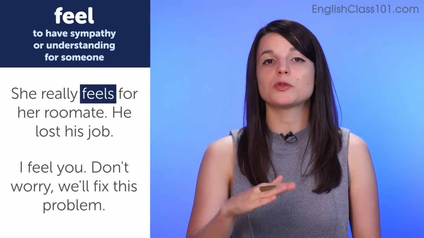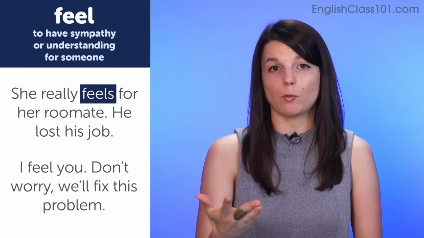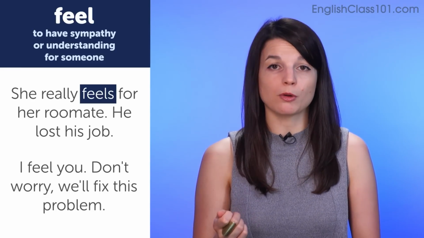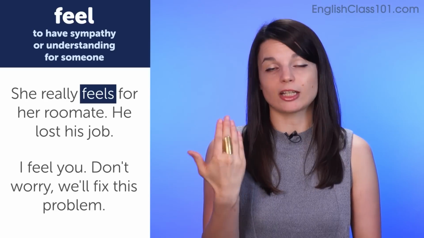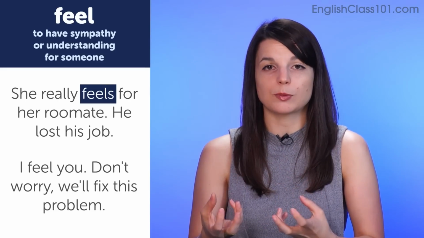We commonly use feel for someone when we're talking about expressing sympathy. So in the first example sentence, she feels for her roommate. He lost his job. That means she is expressing sympathy or understanding for her roommate. She has some kind of emotional response, wanting to support that person. We use the verb feel to express that.